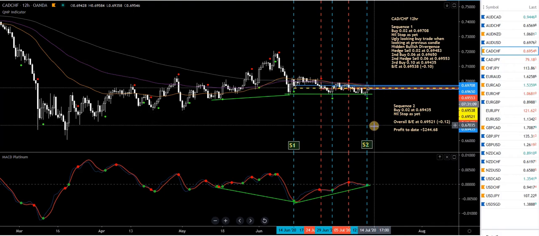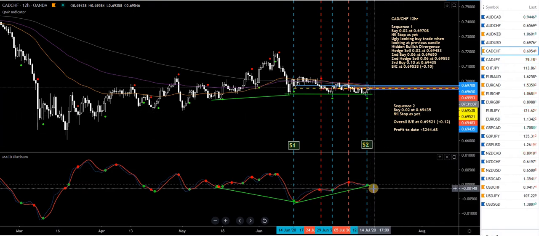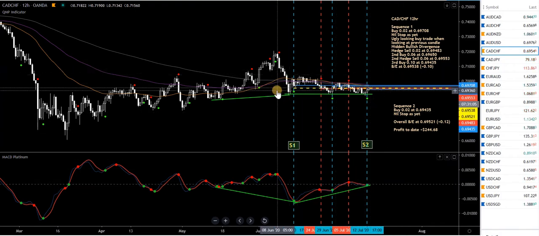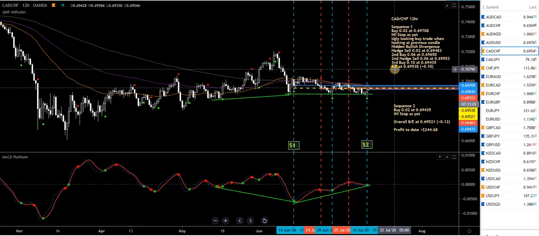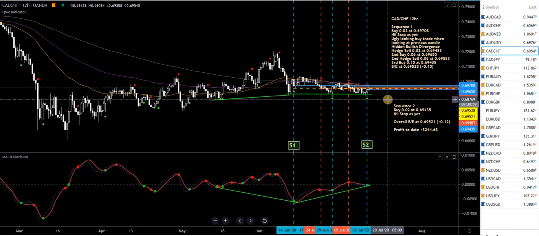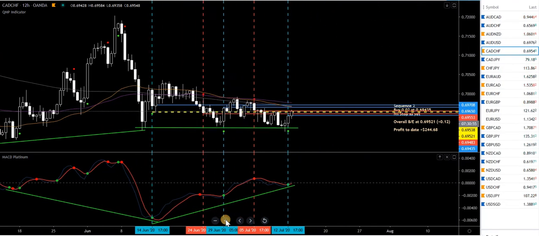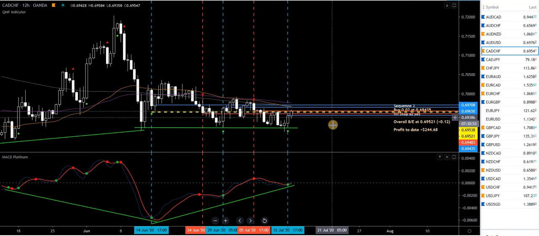So new sequence commenced. MACD Platinum's just below the 0 level. It's not a great setup, but this is all very tight. Overall break-evens, there's a break-even for sequence 1 and overall break-even, and they're both right on each other. I know it's hard to tell, but right in there, we're just above them now.